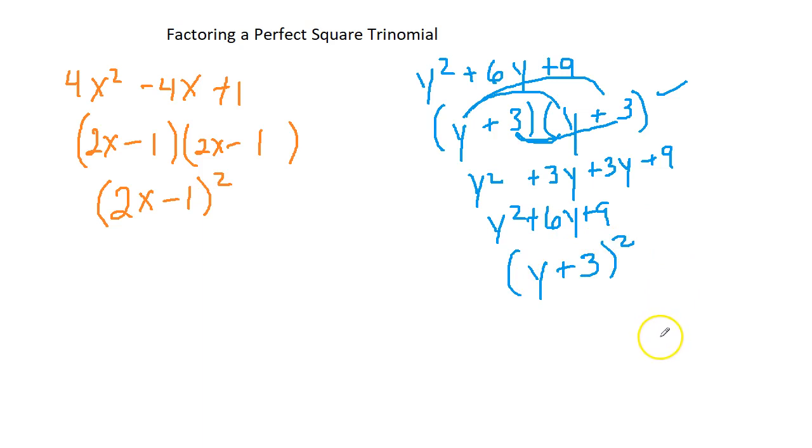Now that's not too shabby. It's actually kind of fun. Think of these as like puzzles or games. All right, so the pattern with the perfect squares: we have a perfect square, a perfect square. If you take the square root of both ends, the square root of y squared is y, the square root of 9 is 3. Multiply them together. 3 times y is 3y, double it. It has to equal the middle term for it to be a perfect square.